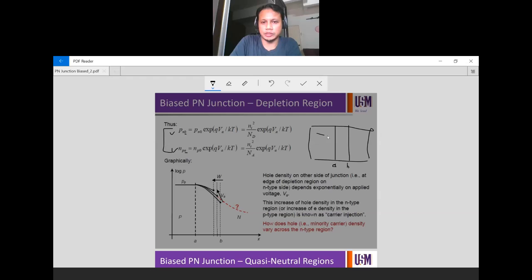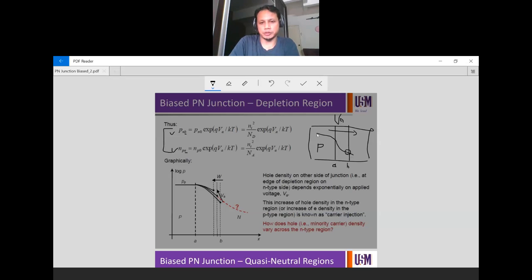So this is, for example, your hole concentration. Let's say this one is the P side, so therefore the majority carrier is hole. The moment you apply the VA, the applied forward bias, the holes are going to diffuse again, right? The same goes for electrons on the other side. So the moment they diffuse across the junction, you want to know what is their concentration at this point, right?